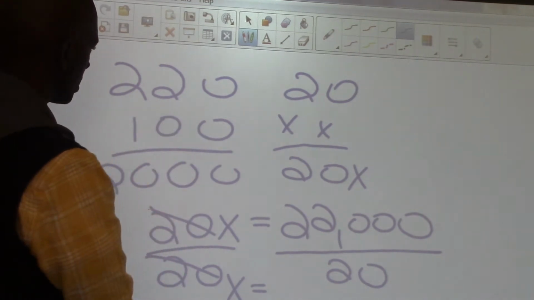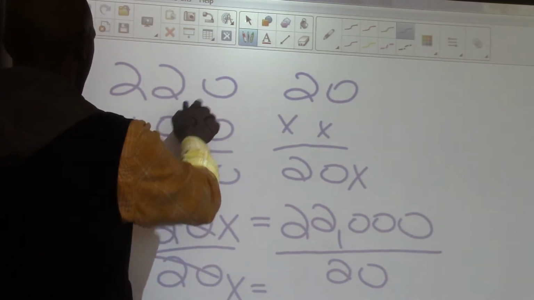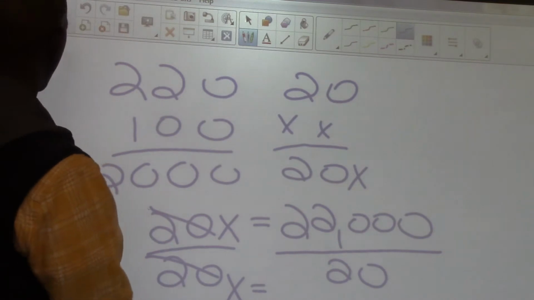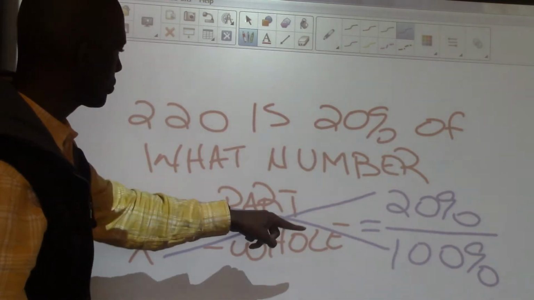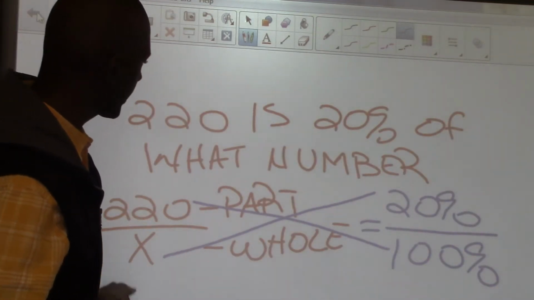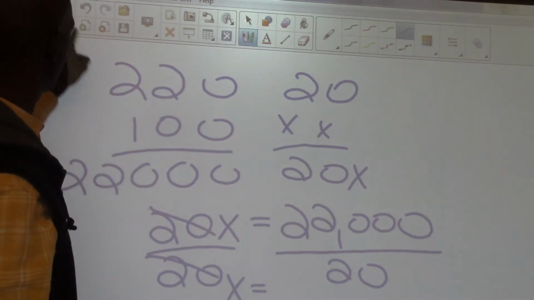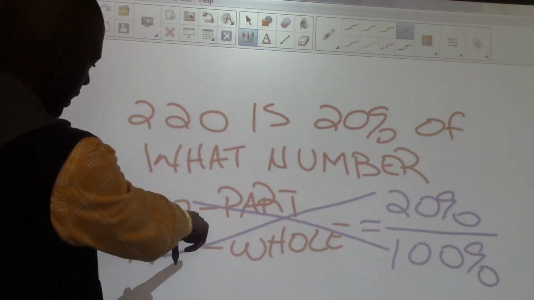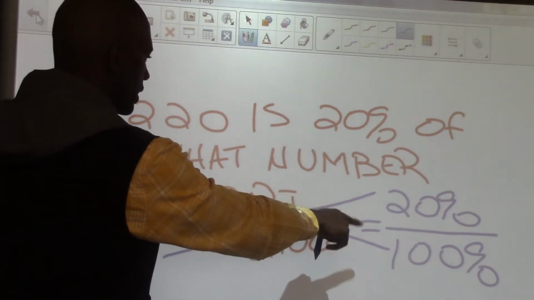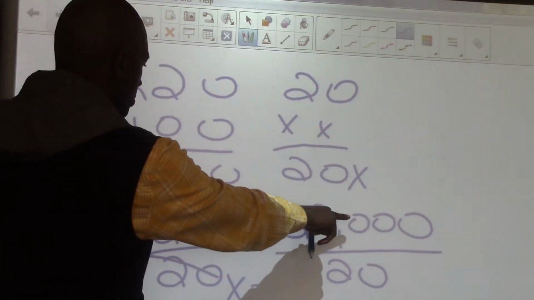Checking the math, 0 times 0 is 0, 0 times 0 is 0, 1 times 0 is 0, 1 times 22 is 22. So 220 times 100 is 22,000. We cross multiplied X times 20. 20 times X is 20X. In our original proportion, we said 220 over X equal to 20% over 100%. So here we're going to set 20X equal to 22,000.